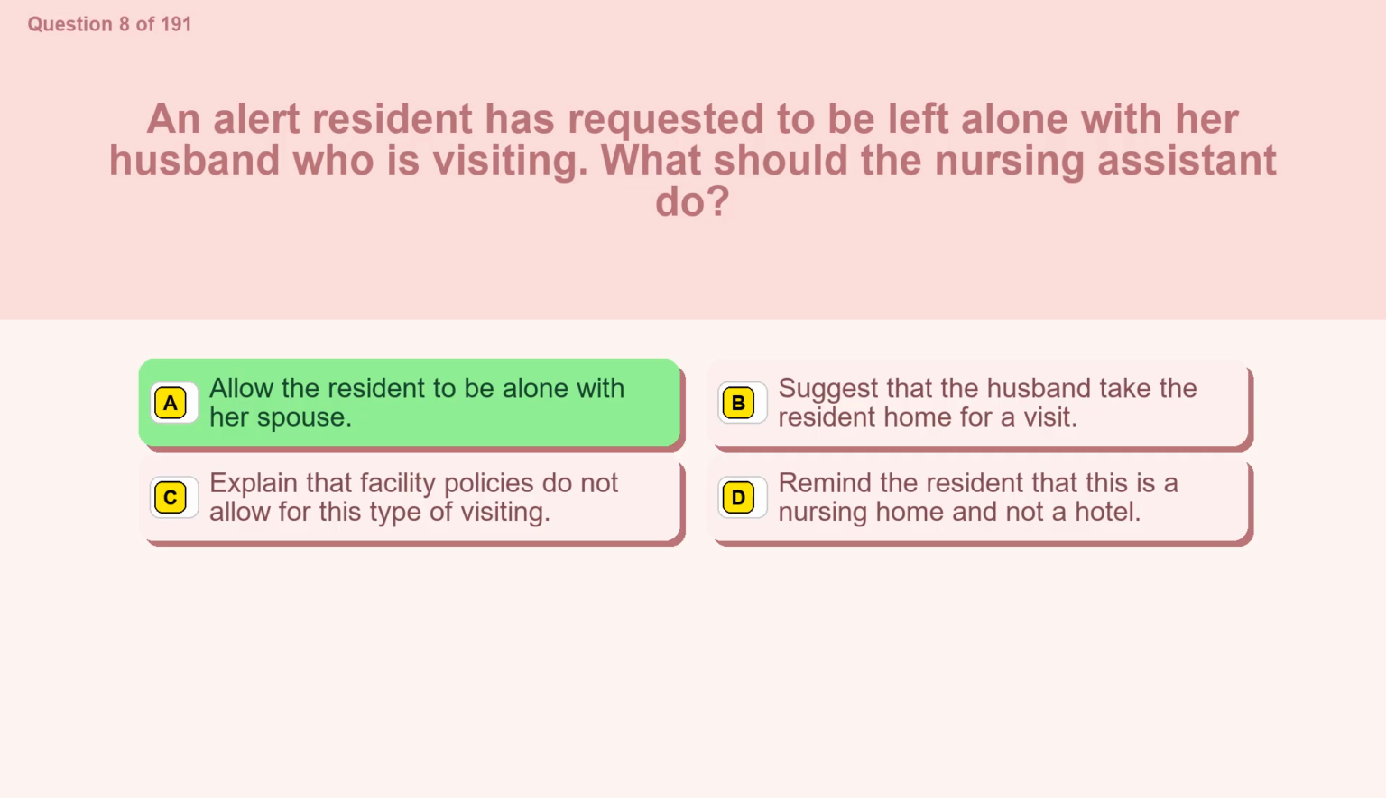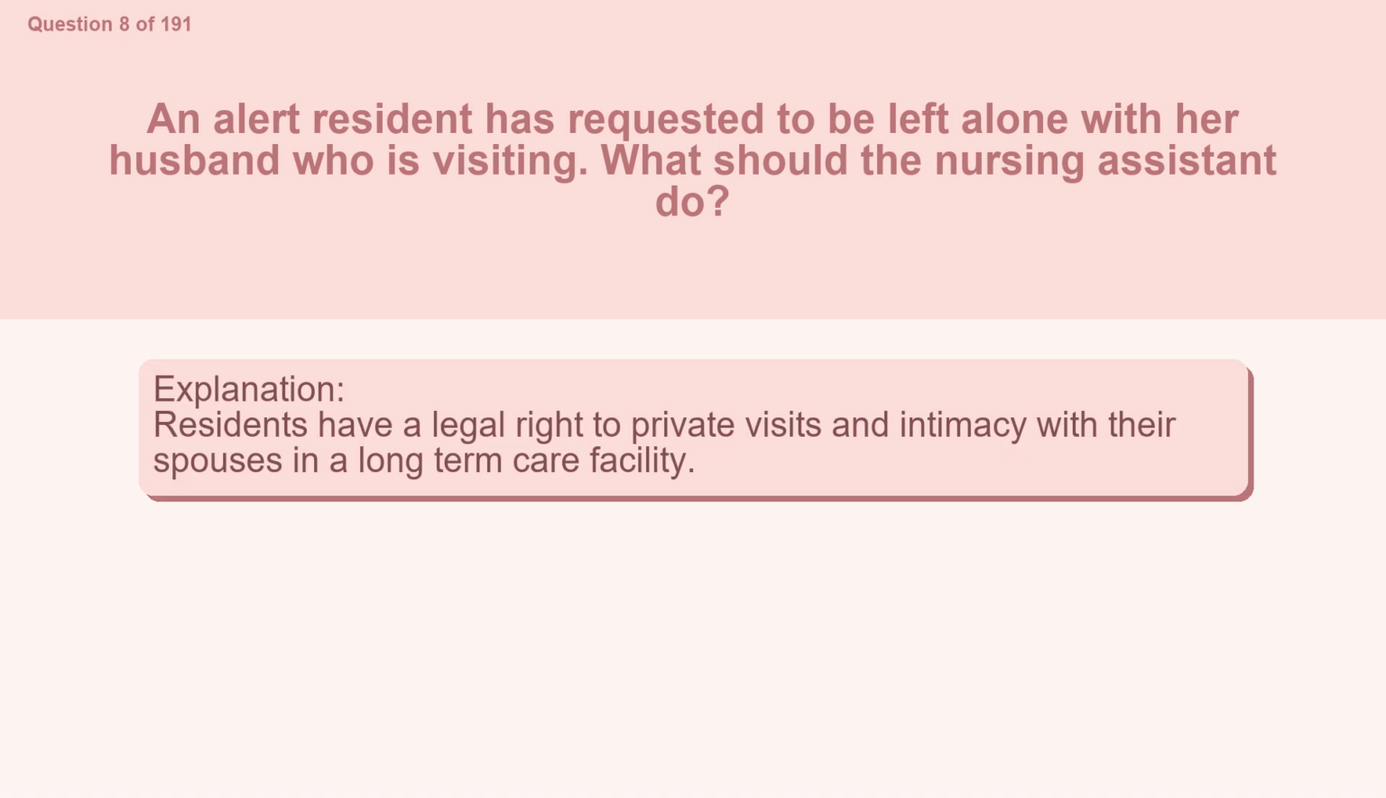The correct answer is option A, allow the resident to be alone with her spouse. Residents have a legal right to private visits and intimacy with their spouses in a long-term care facility.